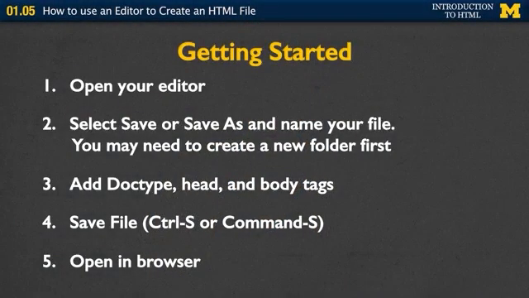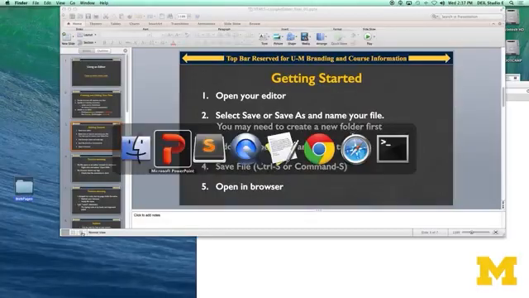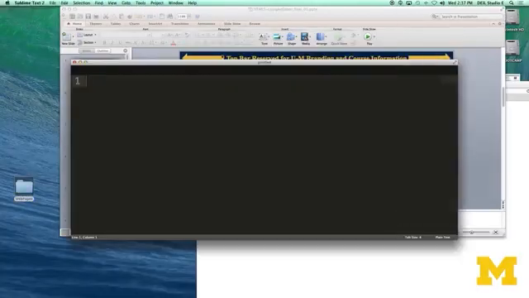So in order to get started, let's quickly review the 5 steps that we're going to do, a few of them repeatedly. You're going to start by opening your editor, and then you're going to save your file, add some content, save the file again, and open it in your browser. I want to walk you through a quick example, and I'm going to use Sublime to do it, but don't worry, I'm going to go ahead and show you some of the other ways to do it as well.